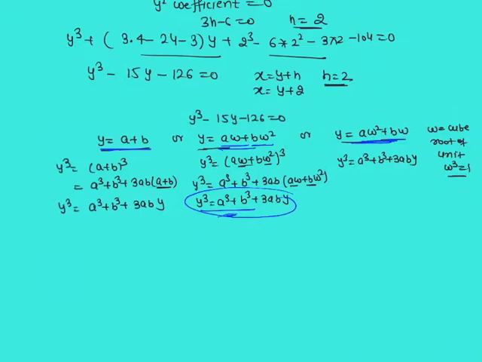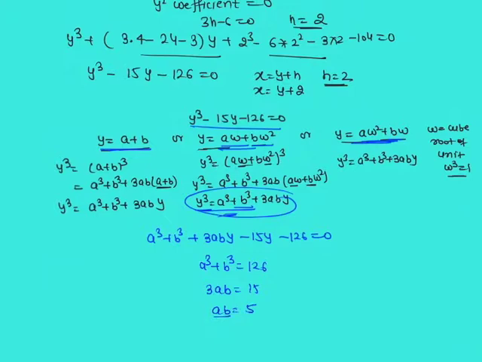If I put y cube value in this equation, we will get a cube plus b cube plus 3ab y minus 15y minus 126 equal to 0. From here we will get a cube plus b cube equal to 126 and 3ab equal to 15. That means ab equal to, we will get as 5.